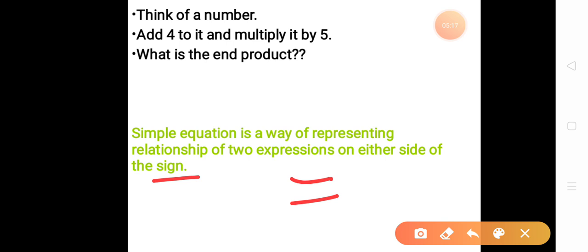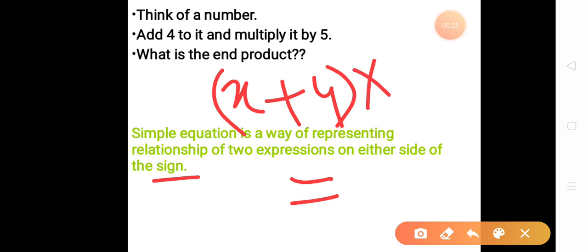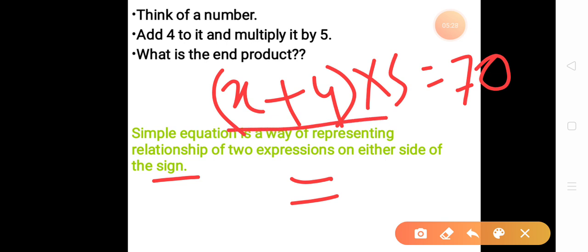Simple equation is also termed as linear equation. Okay, why? Because it is a one-headed statement. Suppose x plus 4 getting multiplied by 5 equals 70. So this is one straight-headed equation, yes, and therefore it is known as a linear equation.